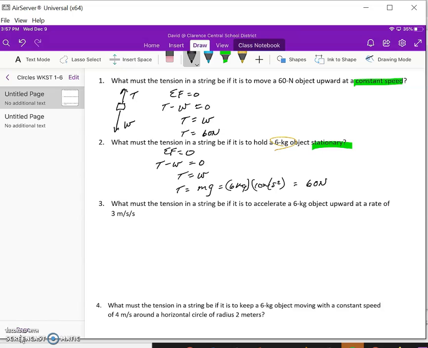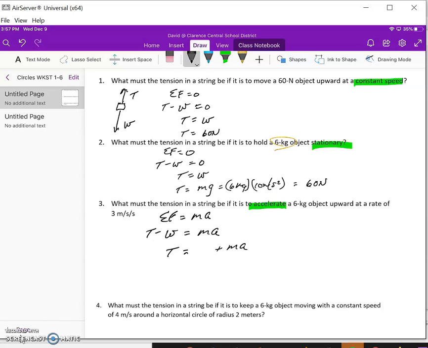If 60 newtons is what it takes to just hold that object there, then if I'm going to accelerate the object upwards, the force should be bigger than 60 newtons. So I've got the same exact force diagram as in question number 1, except the sum of the forces is equal to ma now. Again, T minus W is equal to m times a. So what tension must there be to accelerate this object up? It would be equal to the weight plus the mass times acceleration.